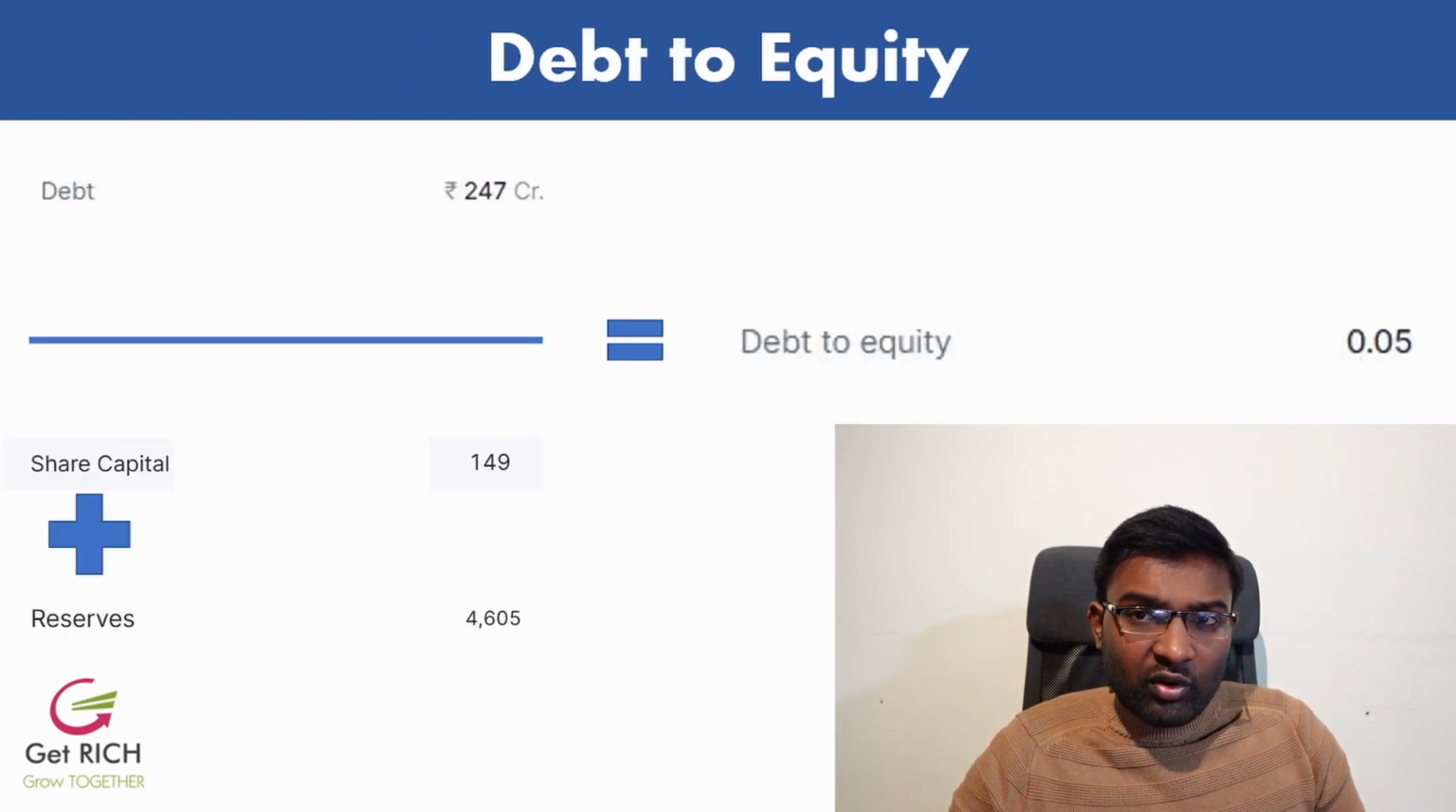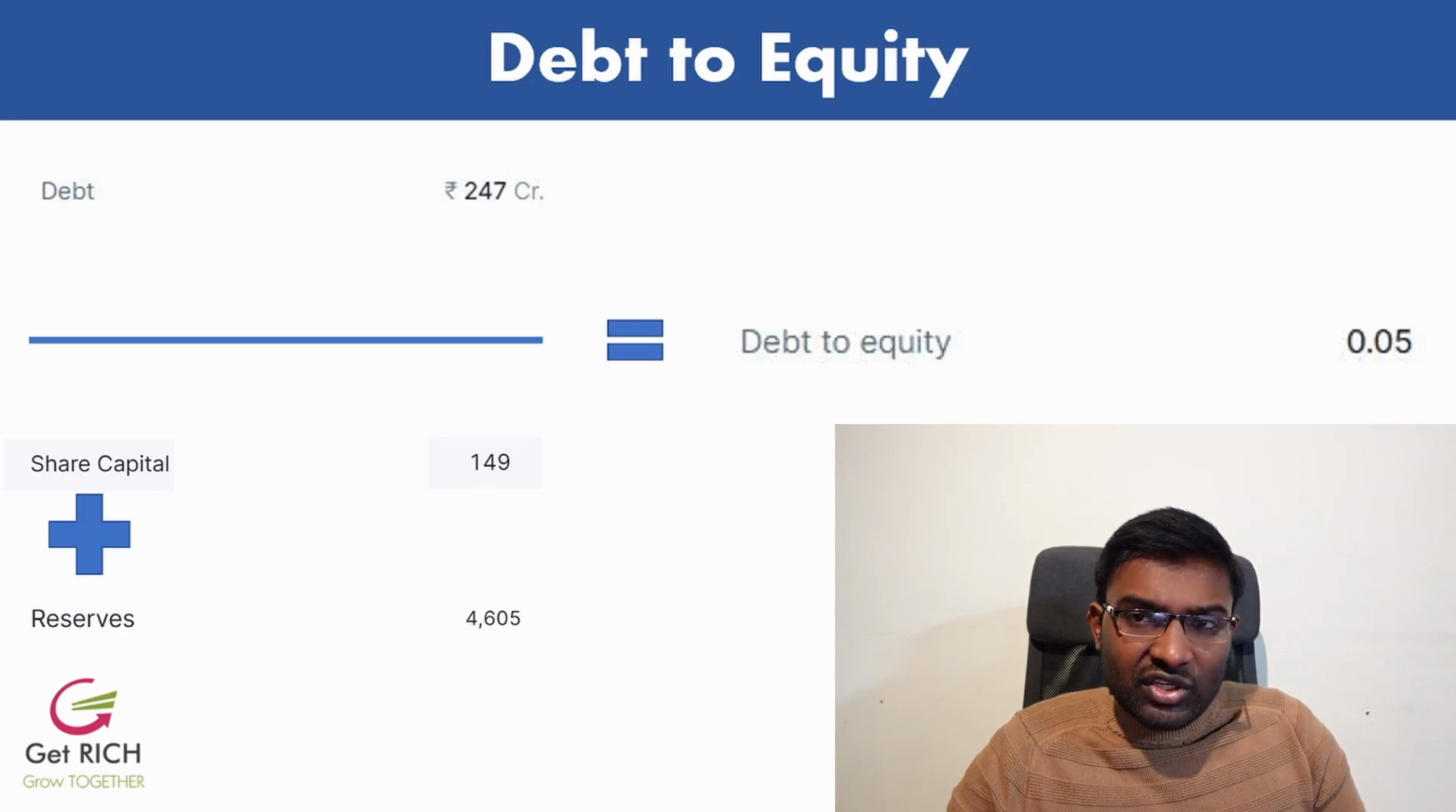The first one, we looked into the income statement. In the income statement you will have the net profit and everything, then based on that you calculate the price to earnings ratio. For the second one, you have to look into the balance sheet, where you can see how much debt they have. In this case Polycab has a debt of about 247 crore. So that's the debt, the top part.